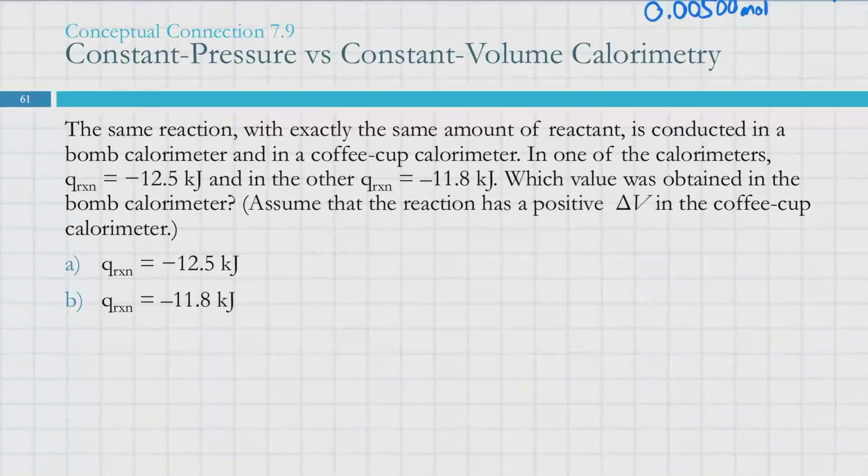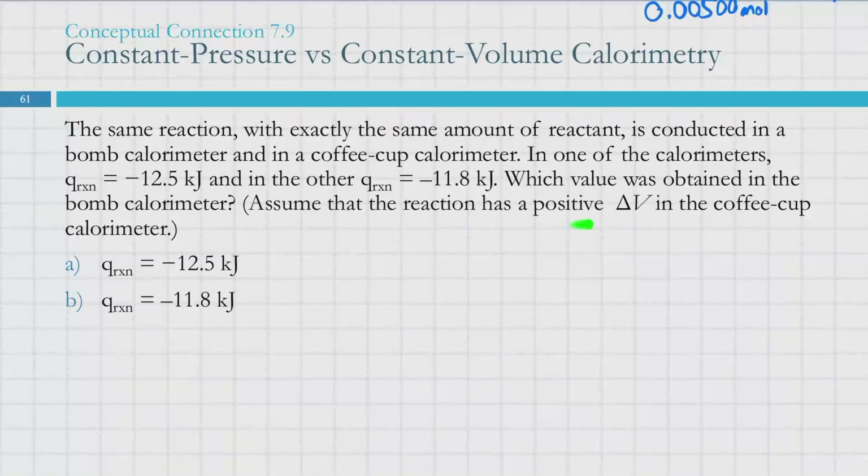Okay, a little bit of testing our concepts. We do the same reaction with exactly the same amount of reactants. We do it in a bomb calorimeter, that's the sealed one. We also do it in the coffee cup calorimeter, the one that's open to the atmosphere. In one of the calorimeters, the Q of the reaction, the heat produced by the reaction, is measured at negative 12.5 kilojoules. In the other, it's negative 11.8 kilojoules. Which of these values was obtained in the bomb calorimeter?